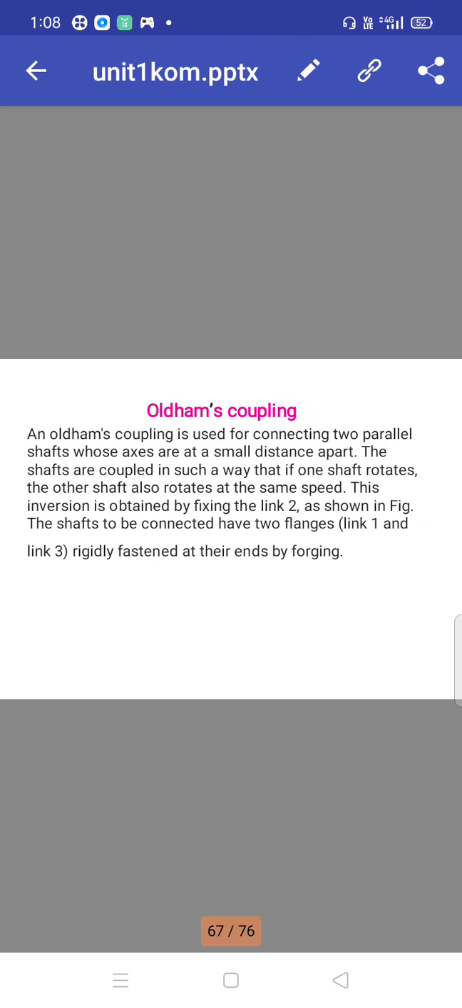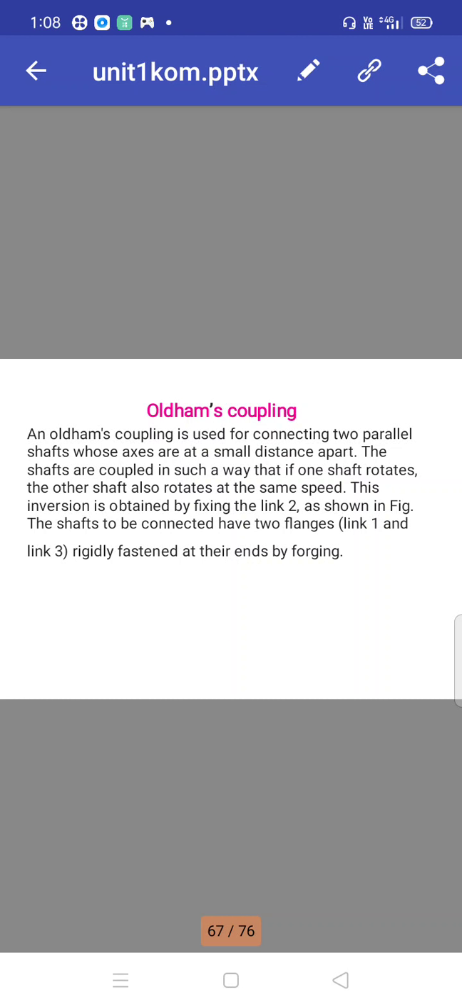The next one is Oldham's coupling. Oldham's coupling is used for connecting two parallel shafts whose axes are at a small distance apart. The shafts are coupled in such a way that if one shaft rotates, the other also rotates at the same speed. This inversion is obtained by fixing the link 2.